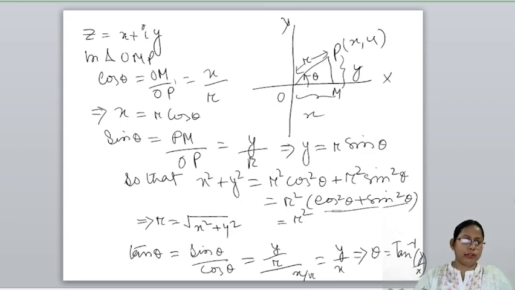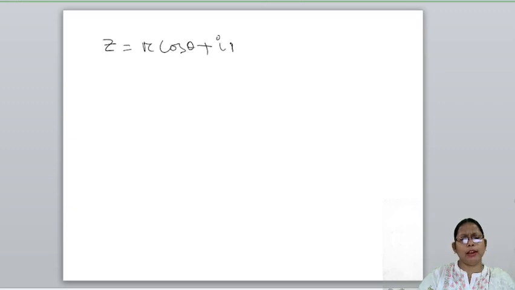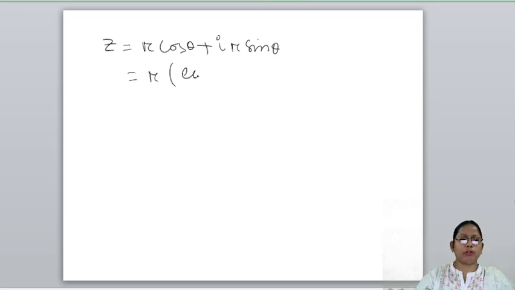Therefore, putting the values in x equal to r cos theta and y equal to r sin theta, in the next slide we will get z equal to r cos theta. In place of x we put r cos theta, in place of y we put r sin theta. Now take r common, this is cos theta plus i sin theta. This is the required polar representation of the complex number.